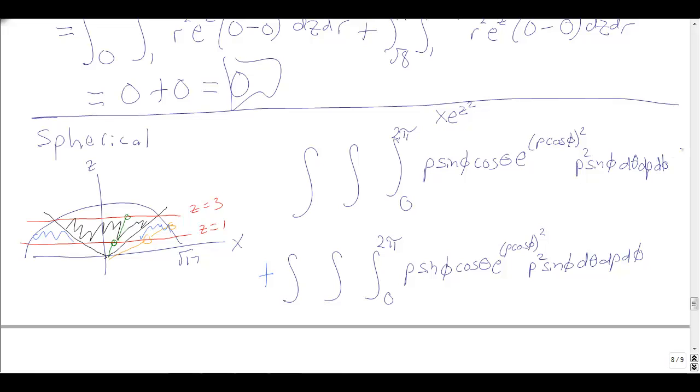Maybe phi might be easier. So on this black region, phi is going to start at 0. And it's going to go out to whatever this angle is here. So on that angle, let's see if we can figure out what that is.